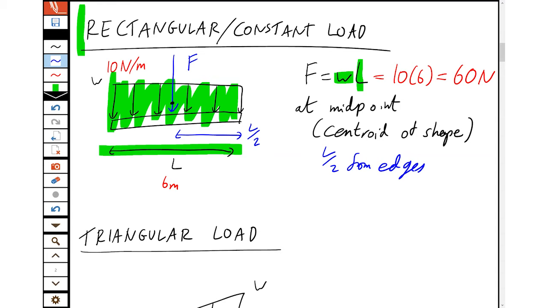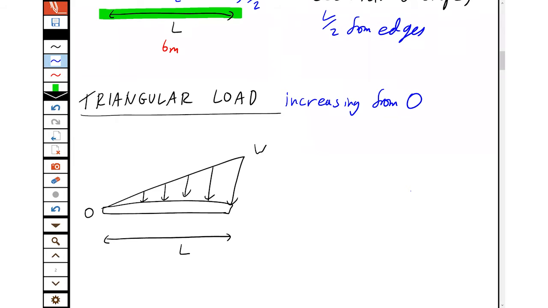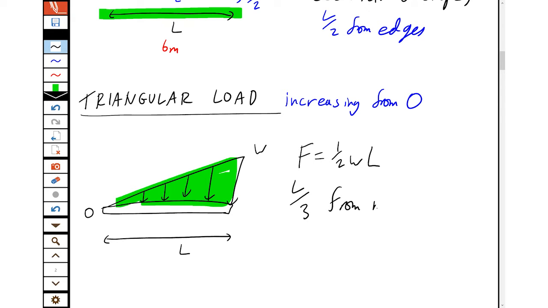The next type of load is the triangular load, which I'd sometimes call just increasing from 0. So we can see here, we've got a load increasing from 0 to some maximum value, and we want to find the equivalent force. Well, again, the equivalent force is just the area of this, which is the area of a triangle. So that's a half the height times the base. And that's applied again at the centroid of a triangle, which is a third of the distance from the maximum, or 2/3 of the distance from the 0 end.